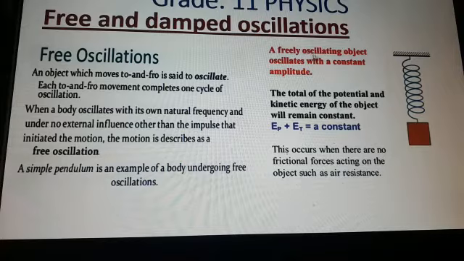Here see, a freely oscillating object oscillates with a constant amplitude. The amplitude is constant, so the total of the potential and kinetic energy of the object will remain constant. Potential energy plus kinetic energy is constant. But this occurs when there is no frictional force acting on the object, such as air resistance. No external influence is happening. That is called a free oscillation.